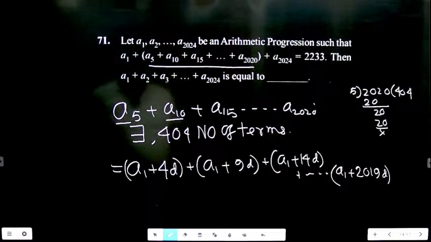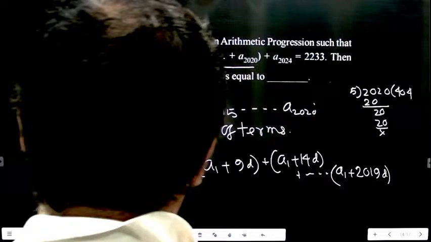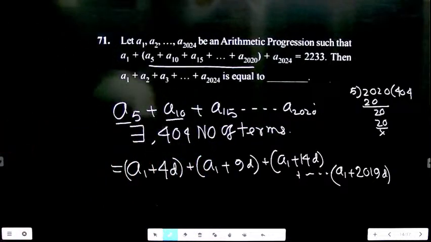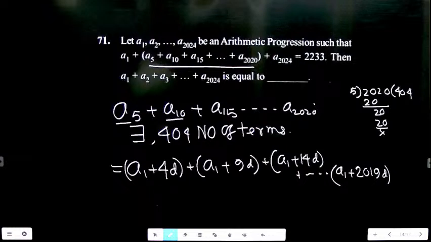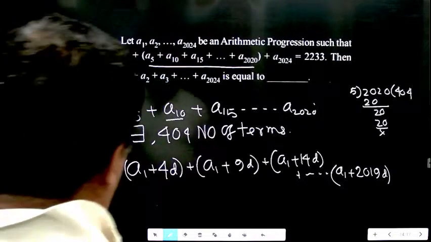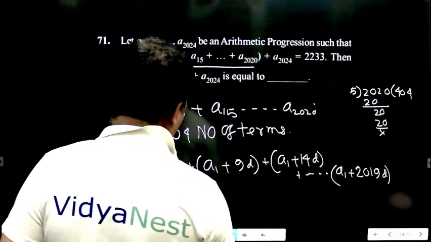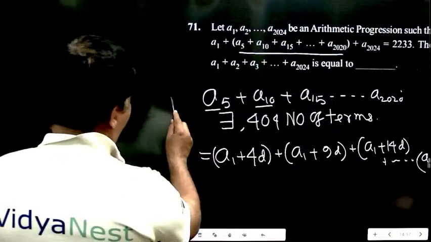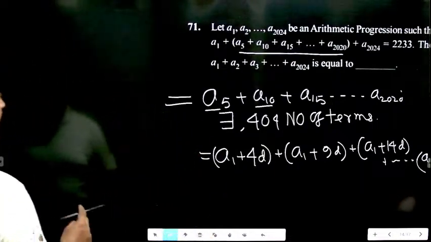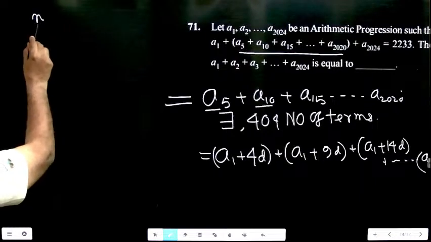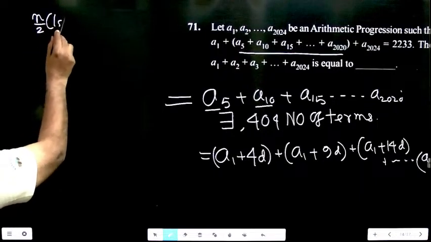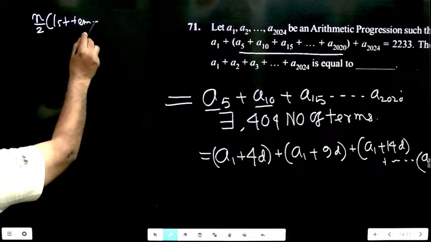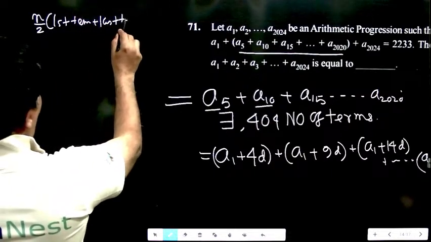A5 plus ... A2020. And this is one thing. Another thing is that we have come to know it has 404 number of terms. So there is one formula. I hope you can remember: n by 2, first term plus last term. That is the summation formula. Yes or no?